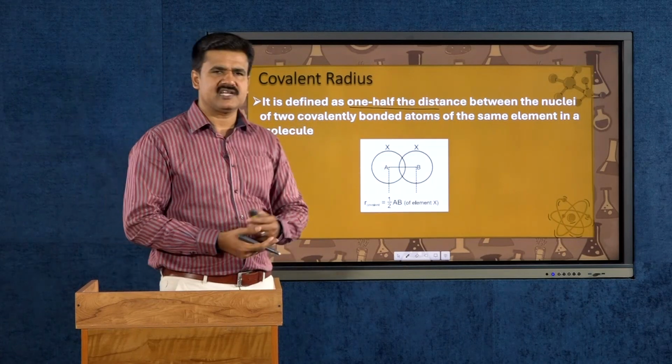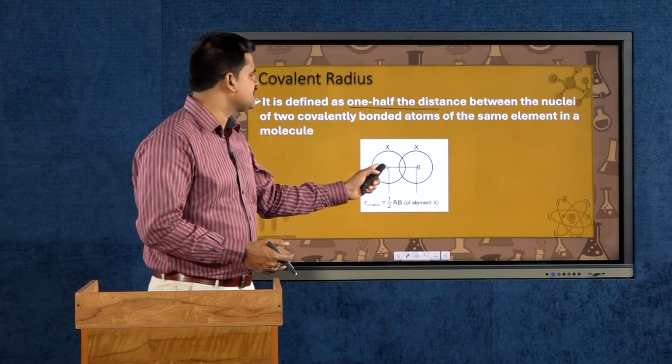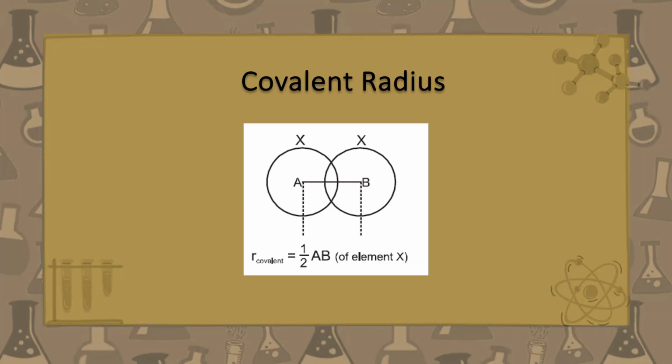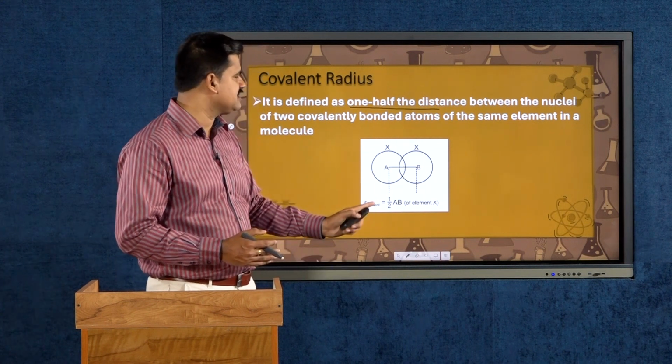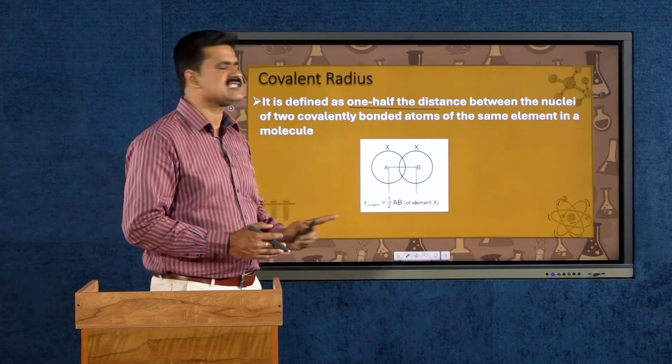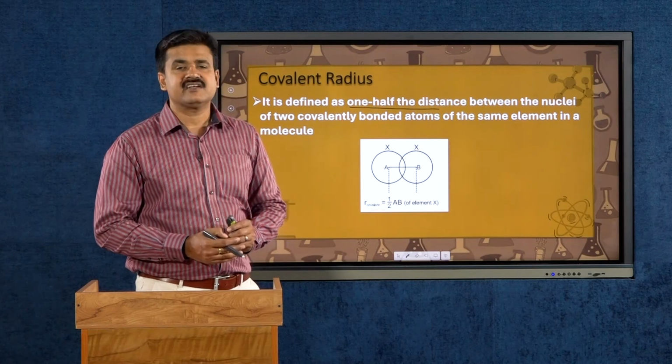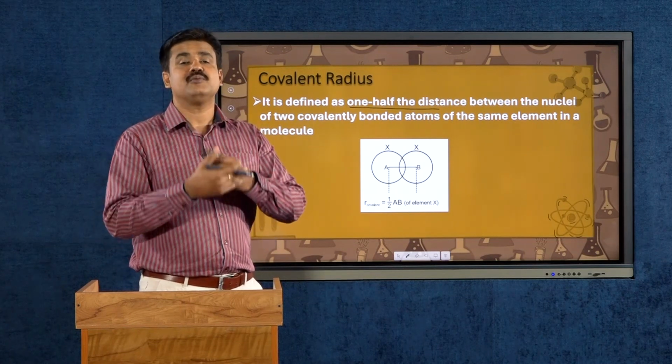This is the pictorial representation. This is first atom A, this is second atom B. Both are the same element, so these are X-X, and the distance from the center position A to B, take its 1/2, and 1/2 is R covalent or covalent radius. That is, R covalent is equal to half of the distance AB. That is, half AB represents the covalent radius of the covalently bonded molecule X2.